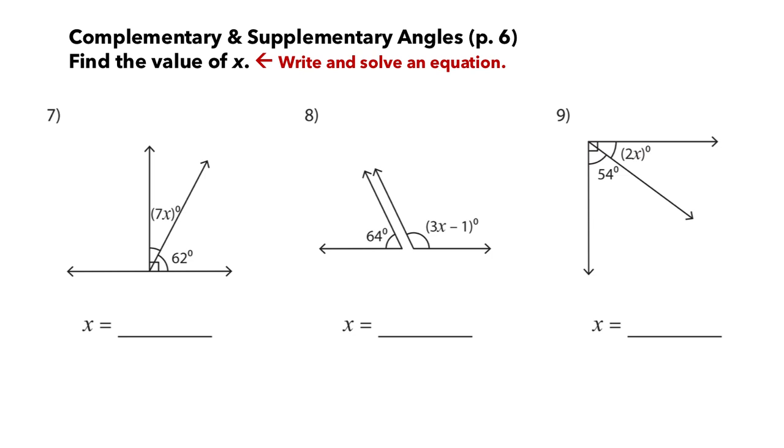Now, these are complementary and supplementary. What's the difference between complementary angles and supplementary angles? Olivia: Complementary angles add up to 90 and supplementary angles add up to 180. Very good. Complementary adds to 90, supplementary adds to 180.